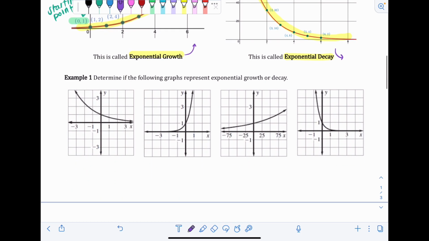Okay, so example 1, the first one, if we look at our graph, we're reading it left to right, it finishes going down into the right. So since it's going down, that would be decay. Decay just means it's decreasing. And then if we look at the second graph, if we read it from left to right, it finishes going upward. So since it finishes going upward, that would be growth. Growth just means increasing.